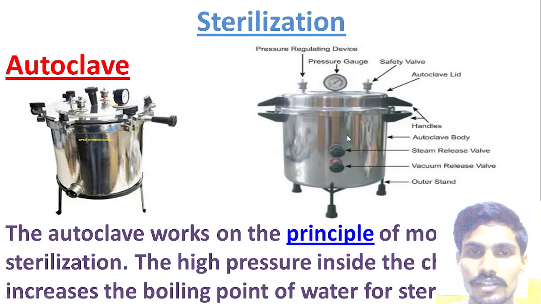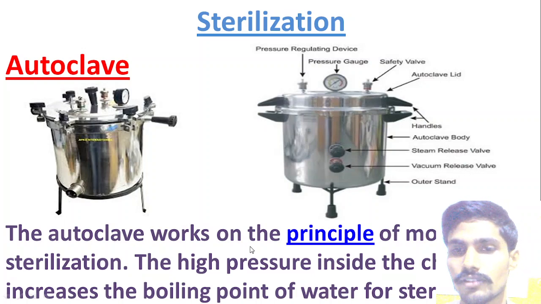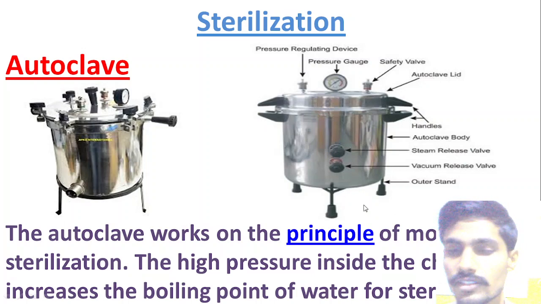Okay, how does the autoclave work? You can see autoclave works on the principle of moist heat sterilization. Already I have told about moist heat. Steam is created in the autoclave. Due to the effect of moist heat, the sterilization of articles takes place.